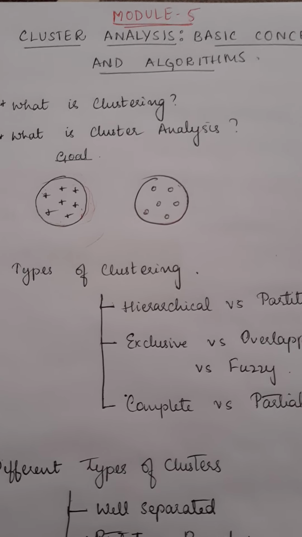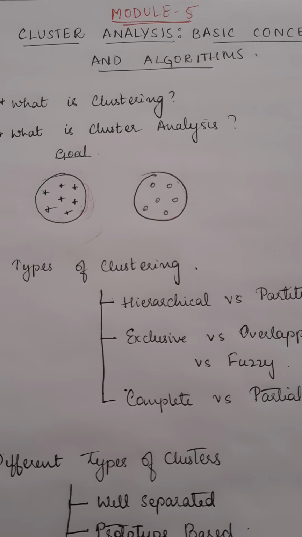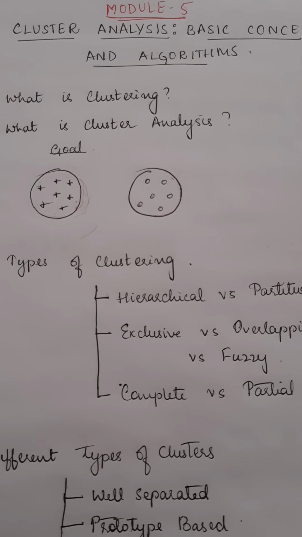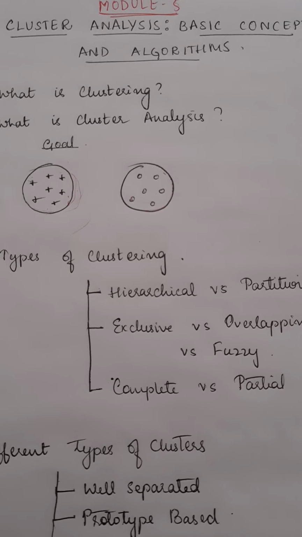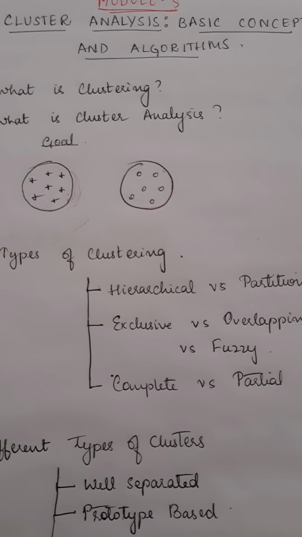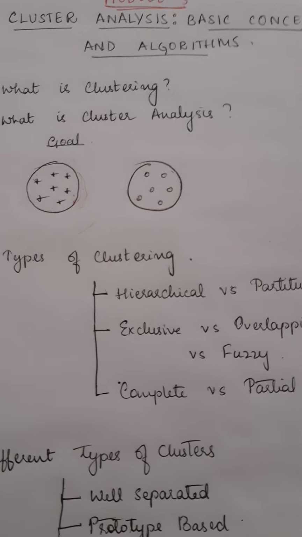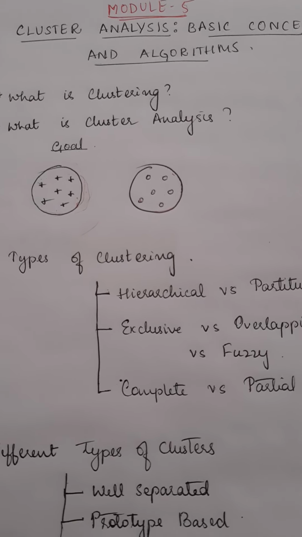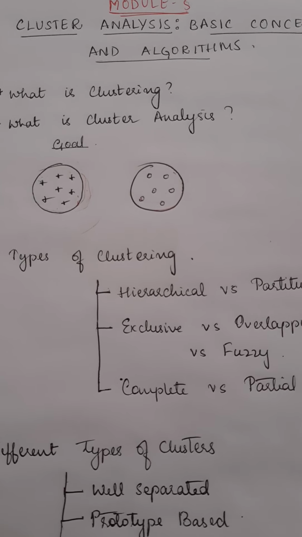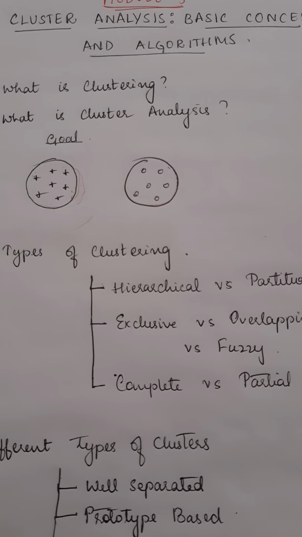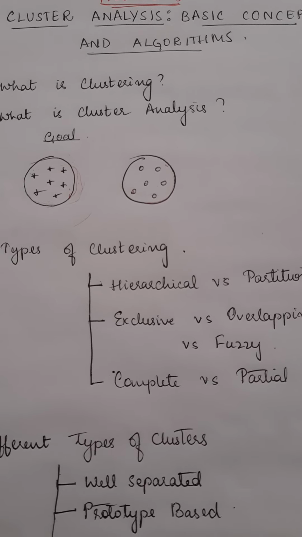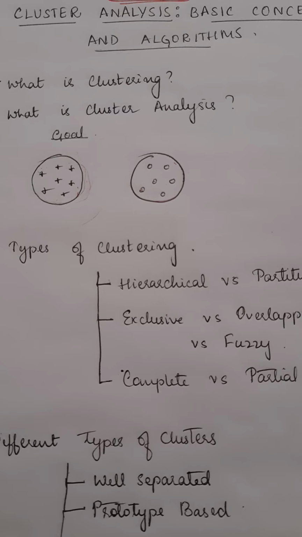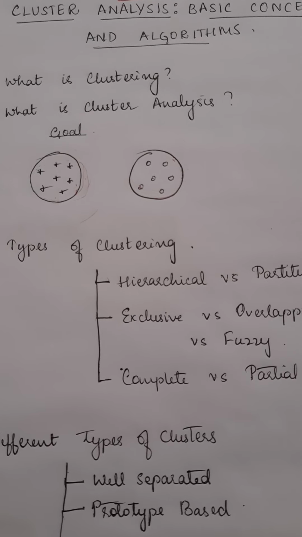Hello students. Now we come to the last module of the subject data mining and data warehousing. That is module 5, and the topic is cluster analysis, basic concepts and algorithms. As you already know, module 5 deals with clustering and the various algorithms used in clustering: what is clustering, why we need clustering, the types of clustering and various clustering algorithms. It is slightly different from the previous module, module 4, which dealt with classification.